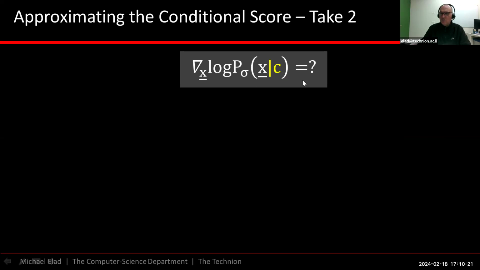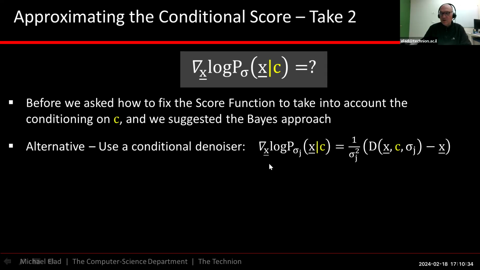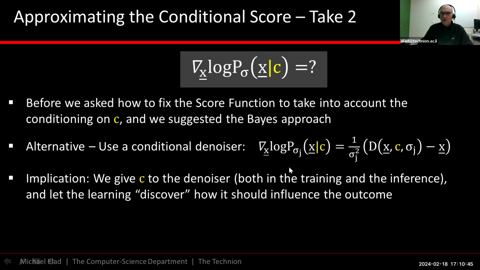This is the score that we wanted to approximate. It's a conditional one. We wanted to condition the score on the given class that we would like to produce. How do we do it? Before we suggested Bayes. Let's now do something different, something that I already mentioned. Let's use a conditional denoiser. This is the denoiser that gets, in addition to the noisy image and the noise level, the class itself. Okay? The implication is the denoiser knows which class it serves, and hopefully it will do its service to the point where the denoised image is taking the knowledge of C into account in the best possible way.